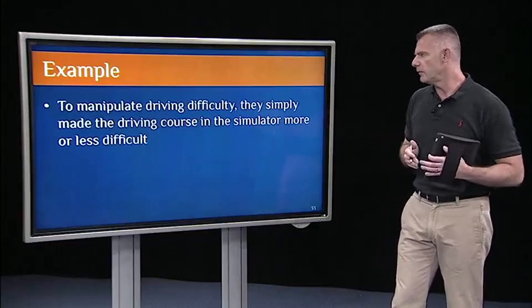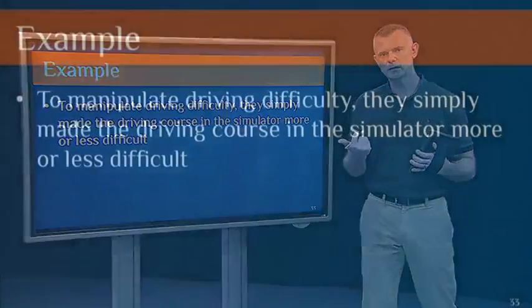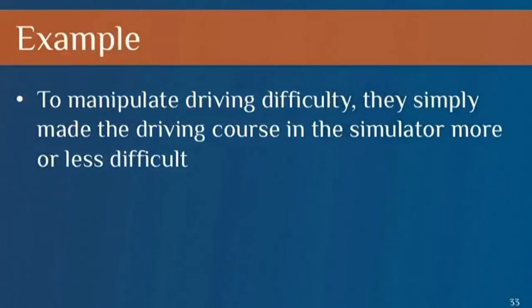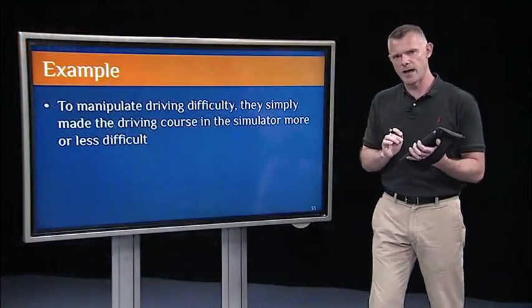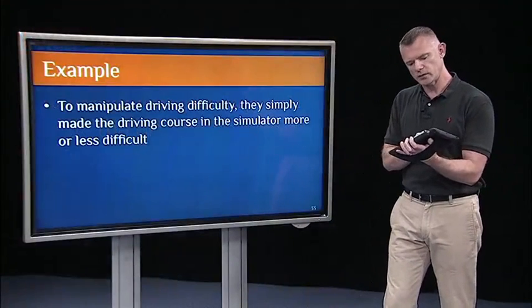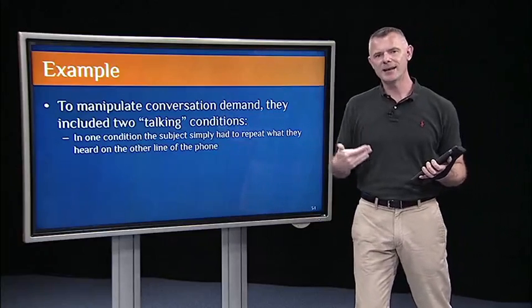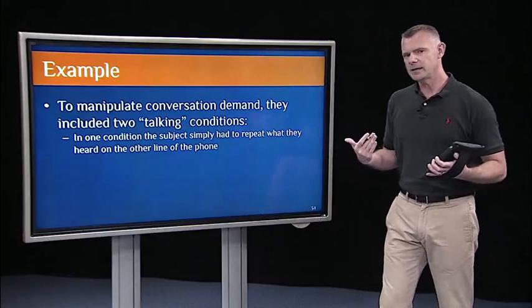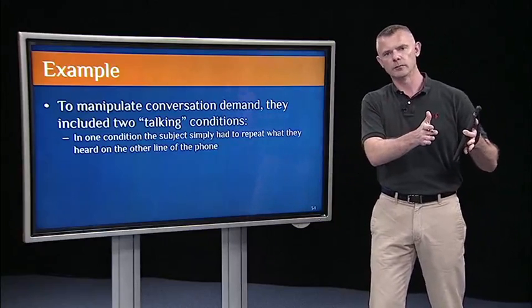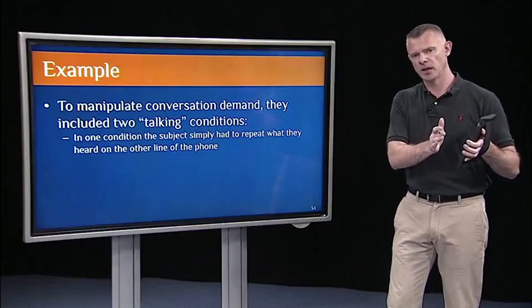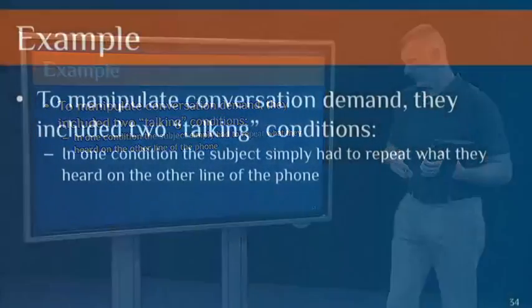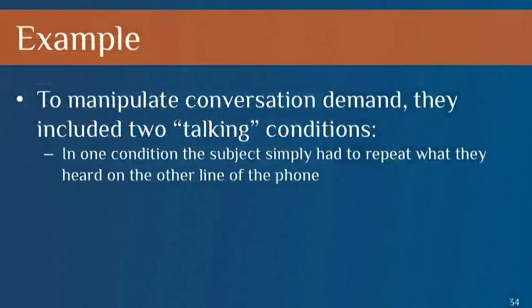So the two independent variables were, one, just driving difficulty. They manipulated their driving simulator so that it was either a difficult course or an easy course. So that wasn't that interesting. What was more interesting and led to a lot more research was they manipulated the demand of the conversation. And the way they did that is they had one control group that didn't engage in any conversation, and then two talking groups. In the low demand talking condition, the subject just simply had to repeat what they heard presented to them on headphones.